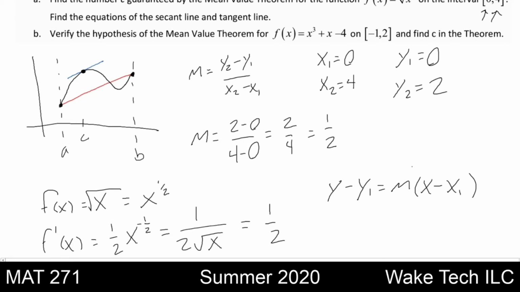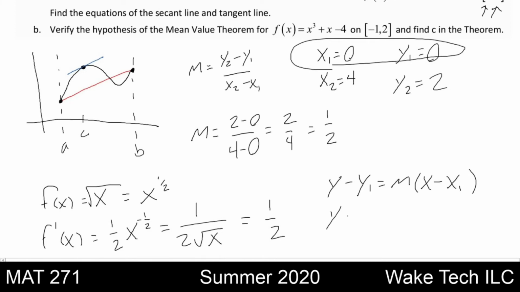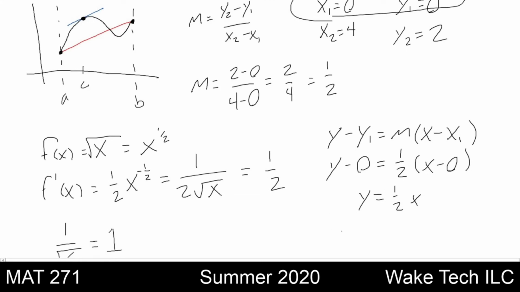And the x1 and y1 are just the coordinates of any one of the points. Now I'm going to pick the first point right here for the secant line. That gives y minus 0 equals 1/2 times x minus 0, which is the same thing as y equals 1/2 x. So the secant line is pretty easy here.